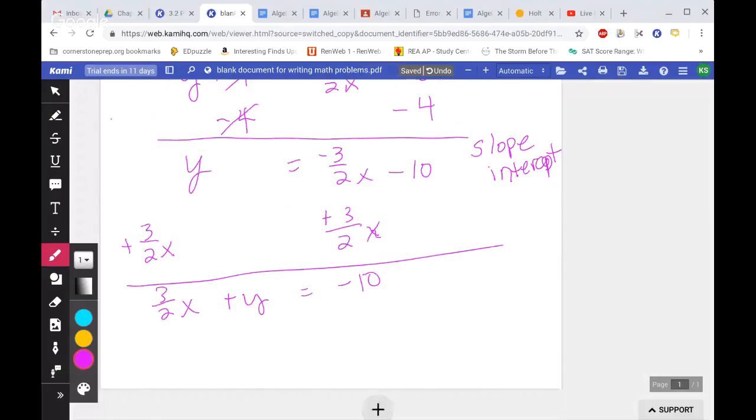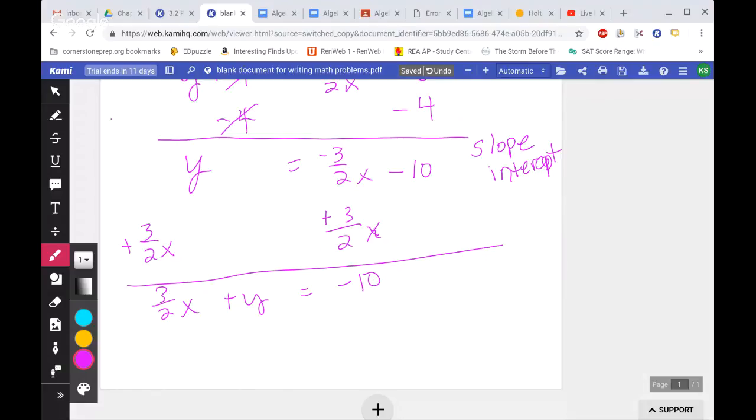Miss Sparks, I just joined. What page are we on? That was number 15 on the classwork from yesterday. Oh, okay. That would be page 254.